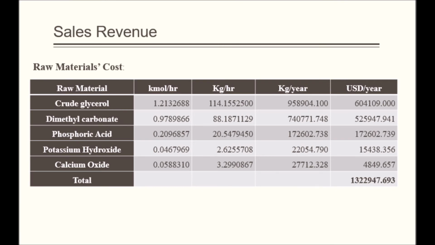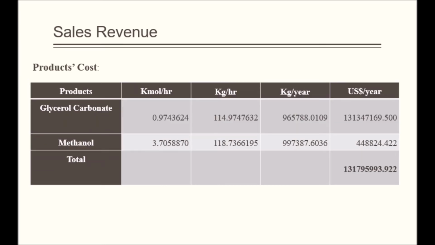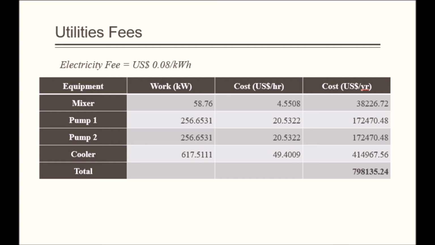The total raw materials cost and the total product cost were calculated based on the market price of the materials. Based on the result of the calculation, the total raw material cost is about 1.3 million, while the total product cost is about 131.8 million. Next, the electricity fee is 8 cents per kilowatt. Hence, by multiplying this electricity fee by the power used by the equipment, we can find that the total cost of utilities is about 0.8 million.